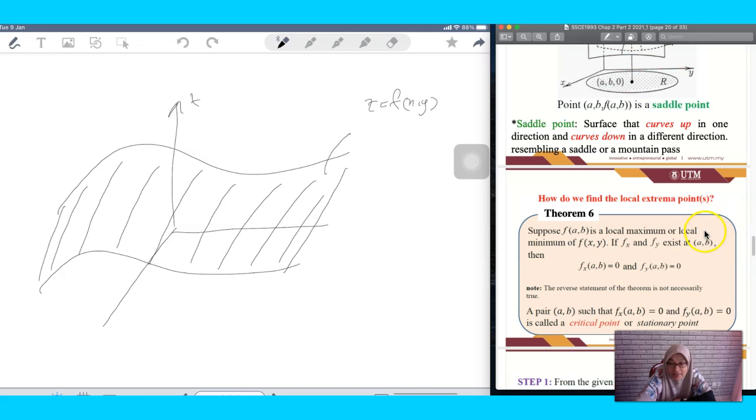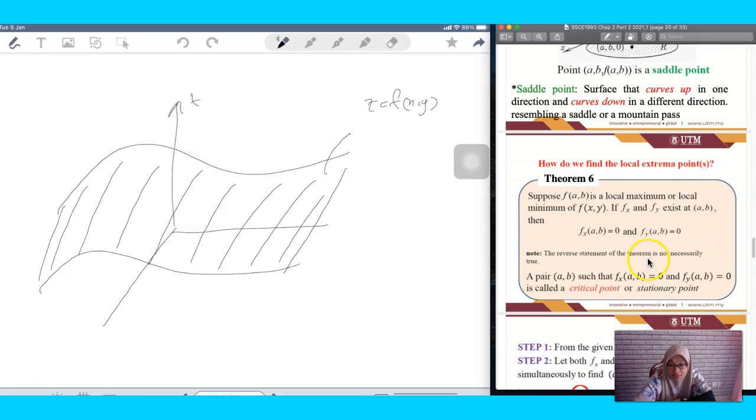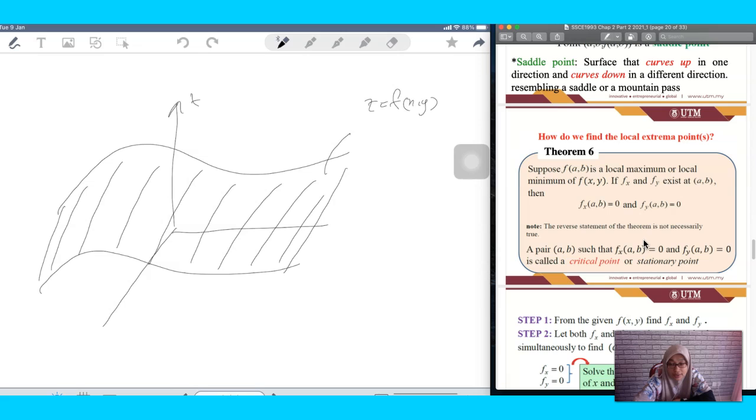So how do we find the local extrema? Firstly, this is the step. You have to differentiate f partially with respect to x and with respect to y, and then equate that to 0. And then you solve for x and y. When you solve this simultaneously, then you get the critical point, or stationary point.